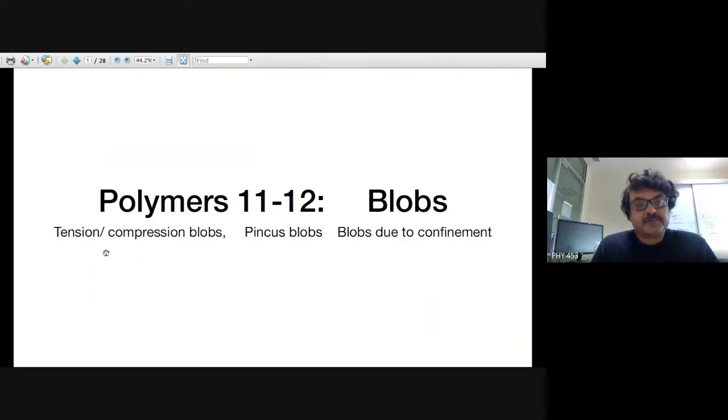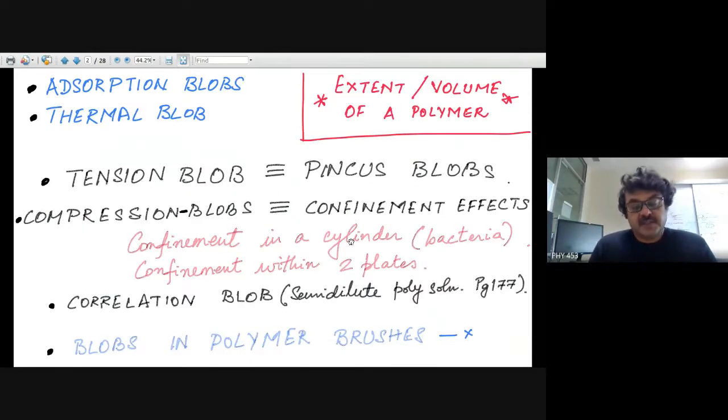What I want to tell you is basically that there are various kinds of blobs: tension blobs, compression blobs. You hear about Pincus blobs, various blobs due to confinement. And what I've done in this course, the way we're presenting it, is collect all the concepts of blobs and discuss them one after the other in this set of 2 or 3 half an hour lectures. Though actually in the books, the ideas of the various kinds of blobs are developed in different parts of the book while discussing different topics.